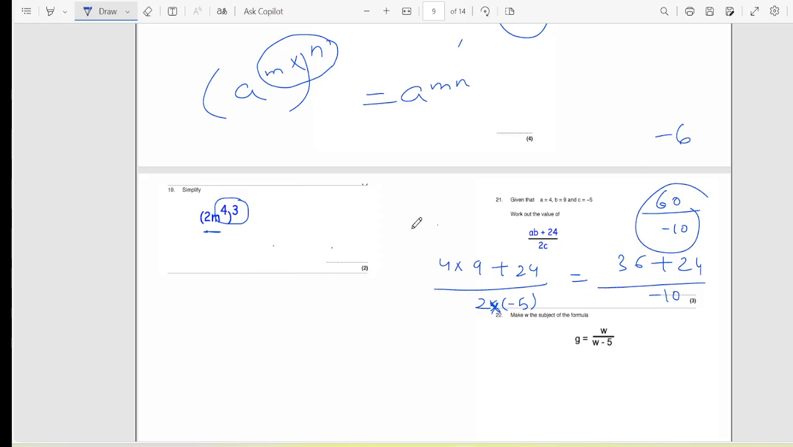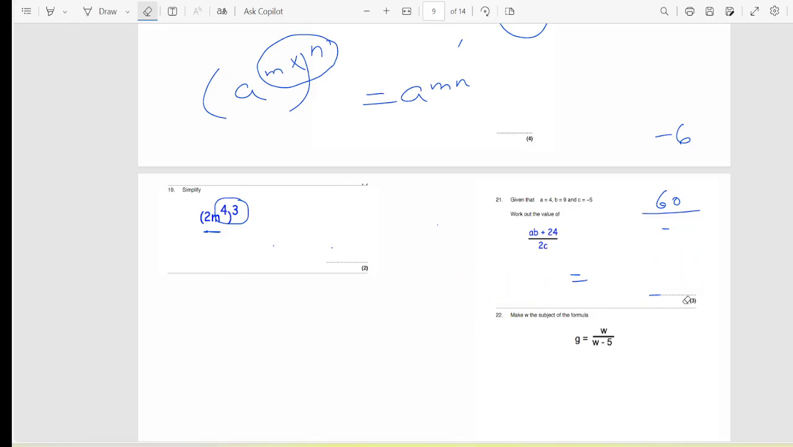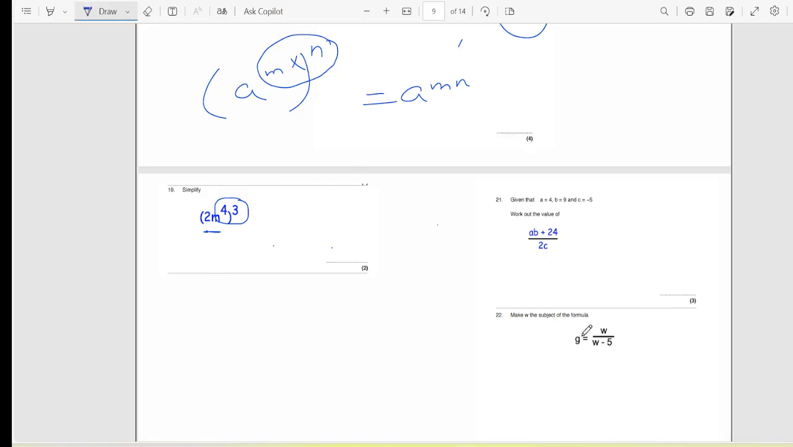This is my answer. Next question is, make W the subject of the formula. Here, what is the subject of the formula in this given question? G is the subject of the formula, right? We have to rearrange the terms and get W there.